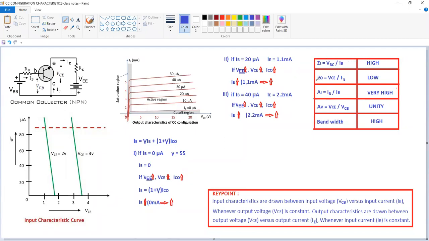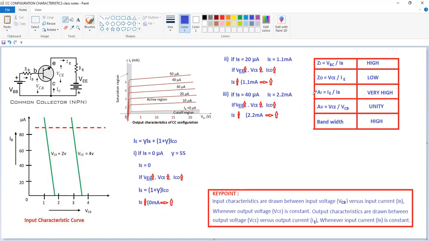And output impedance is defined as the ratio of output voltage VCE to the output current IC. Here IC is in milliamps, so the output impedance is a low value when compared to this.